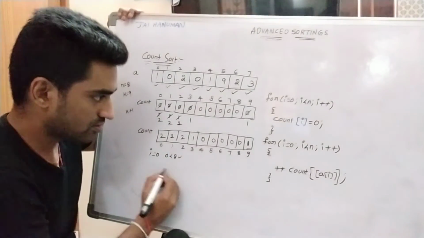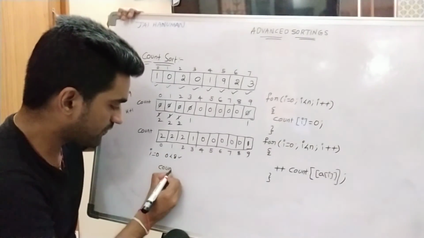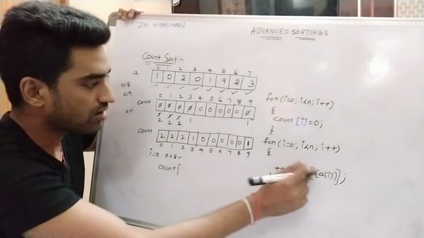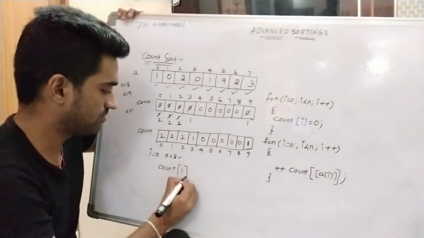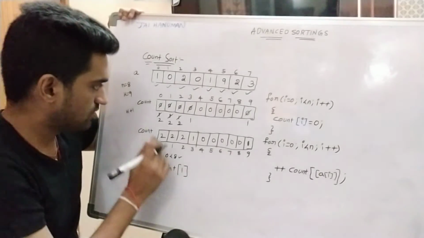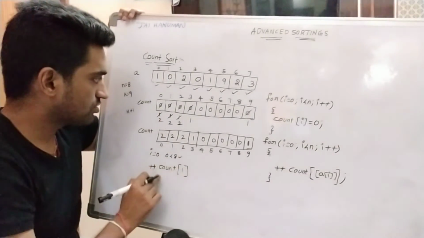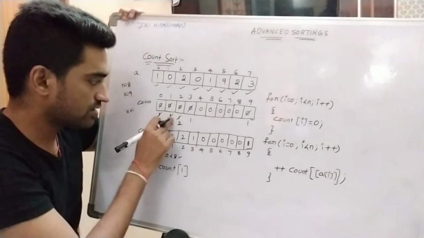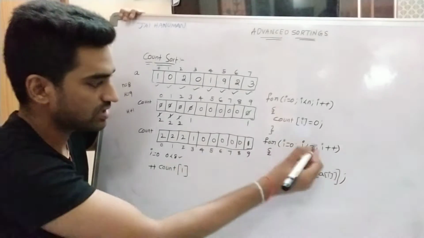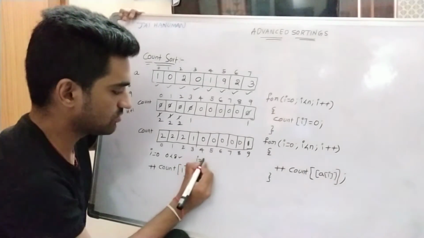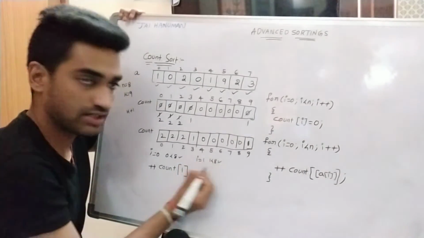So here count of A of I, A of 0. What is the A of 0 value? 1. So here we are incrementing count of 1. So first of all we are incrementing count of 1, right? Then after completion of this, I is incremented by 1. So I is equal to 1, 1 less than or equal to 8, condition true.